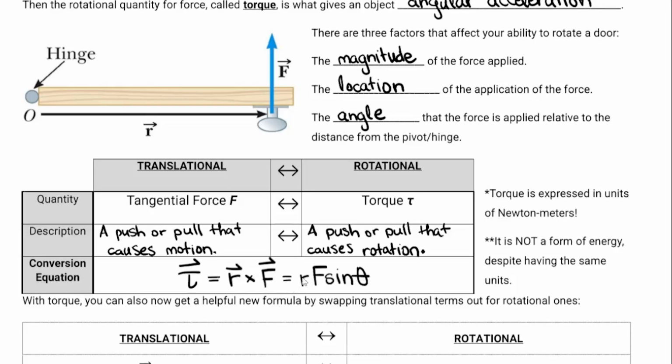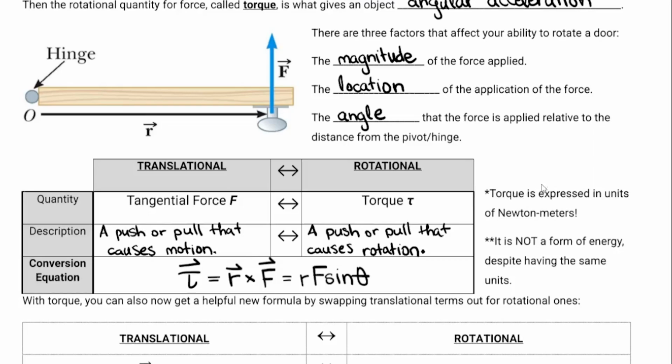But we have a better way to write this that's a little bit less intimidating looking, which is the distance away from the hinge times the force being applied times the sine of the angle between them. This is the most common way that you'll find to solve for torque, and a lot of the time in solving for torque, the sine theta is going to go away entirely because oftentimes, especially in physics classes, the angle between the two is going to be 90 degrees, as seen in this picture here.